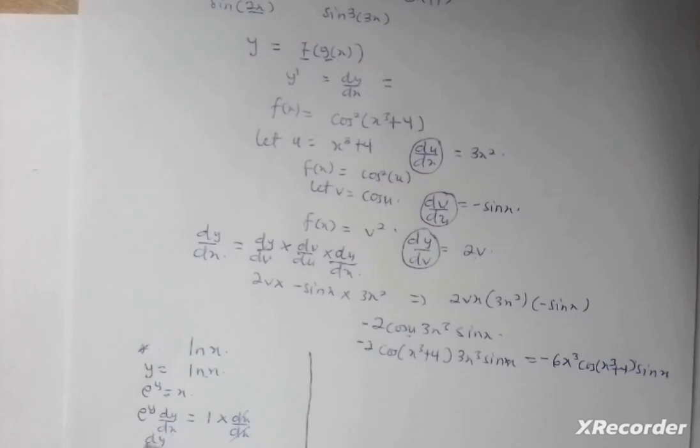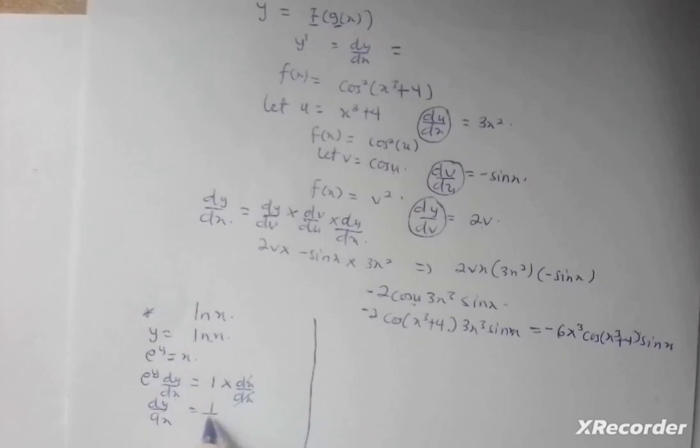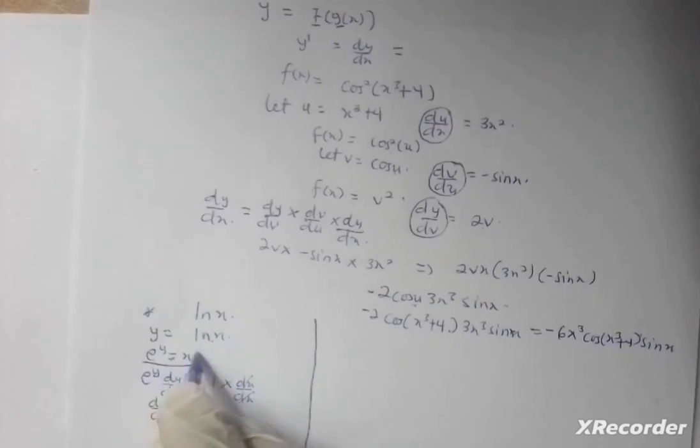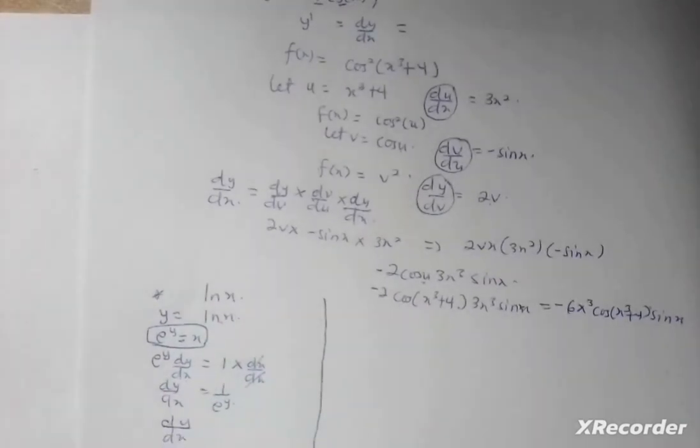So my dy over the dx will simply be equal to 1 over e to the power y. So what is e to the power y? From this expression, you realize that e to the power y is what? x. Therefore, my dy over the dx is simply equal to 1 over x. That is how we get the derivative of the logarithmic function ln x.